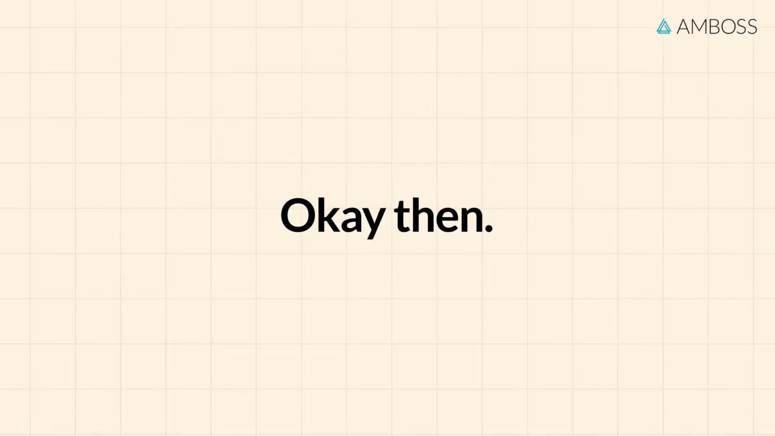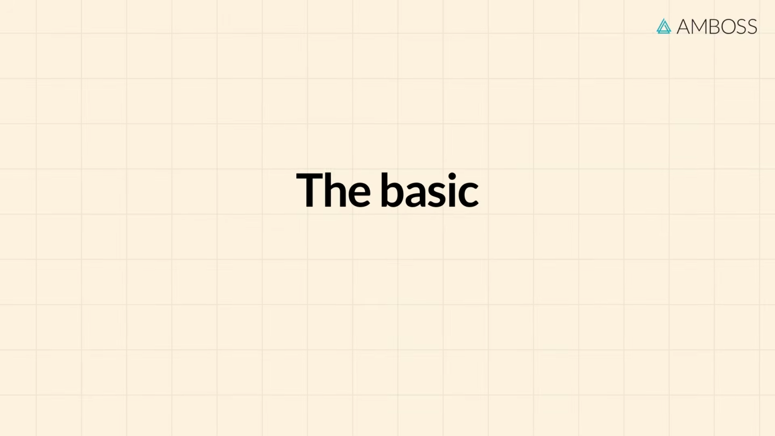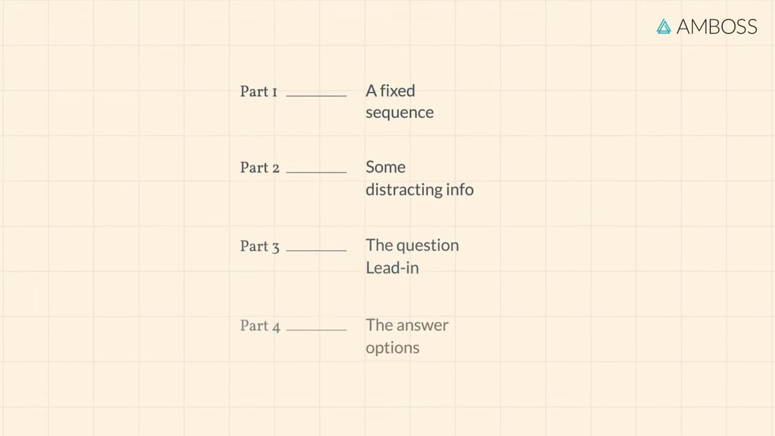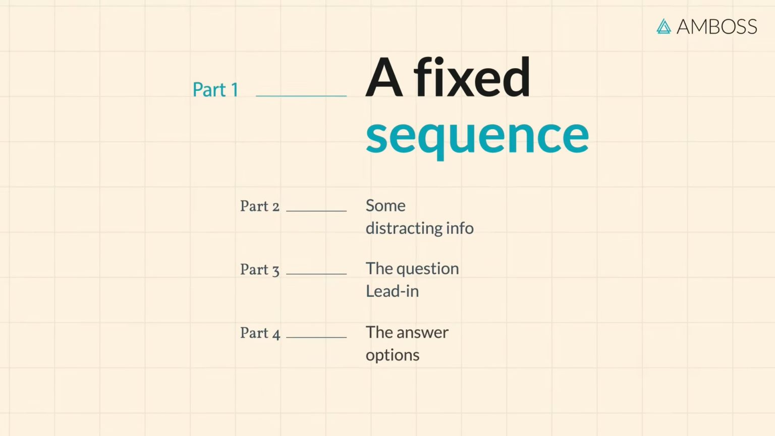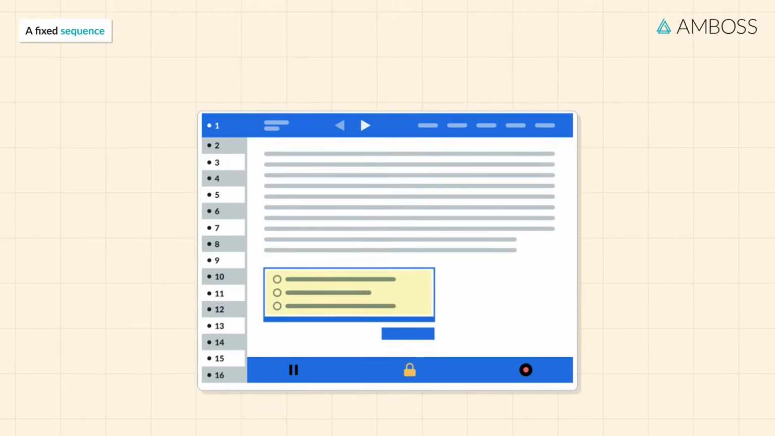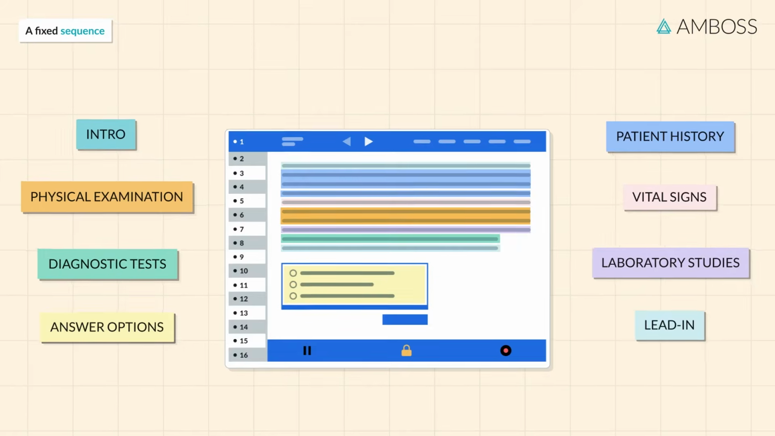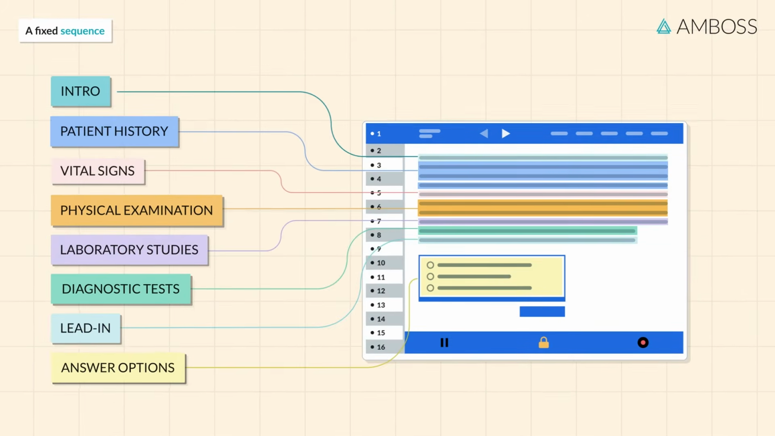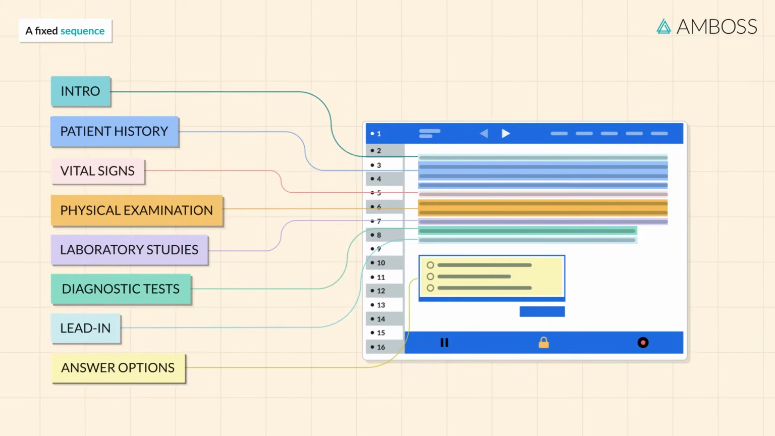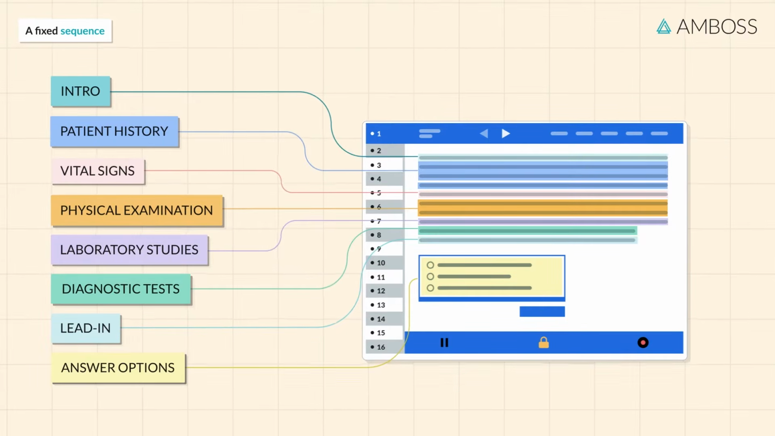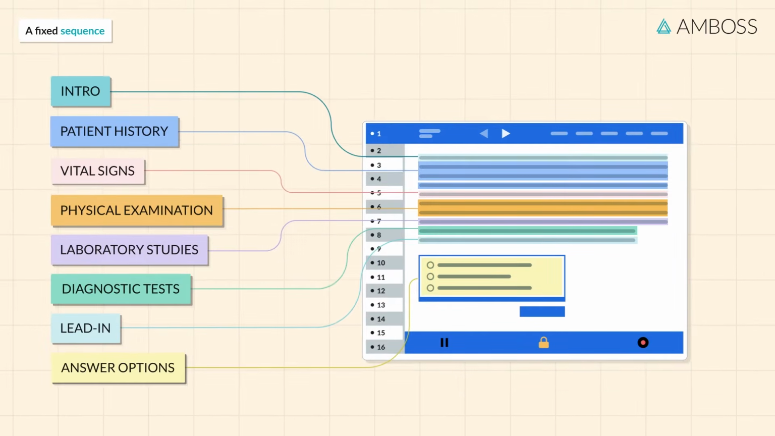Okay then, to kick things off, let's look at the basic structure of an NBME question. This can be broken down into 4 parts. Here's the first one. Every single question on an NBME exam will present information to you in a fixed and consistent order, every single time. You'll internalize this order anyway as you practice more questions, but if this is news to you, then hit pause now and make a note of this order.